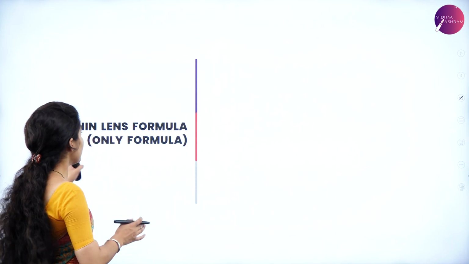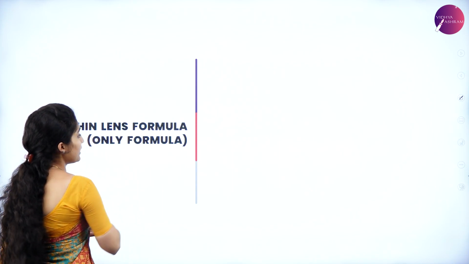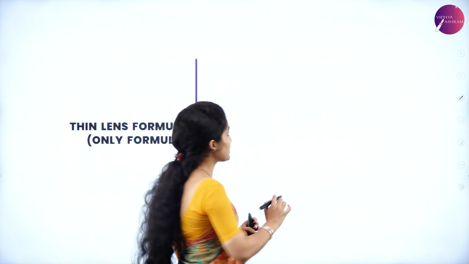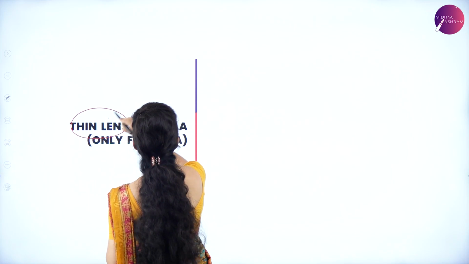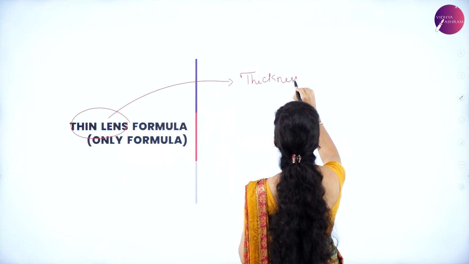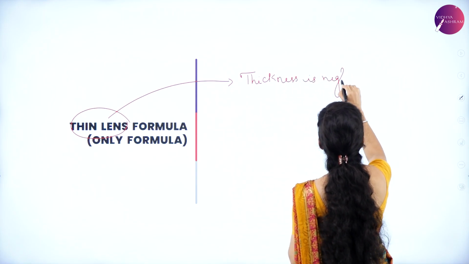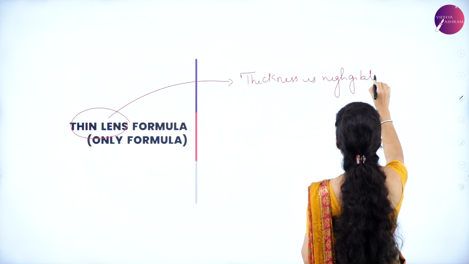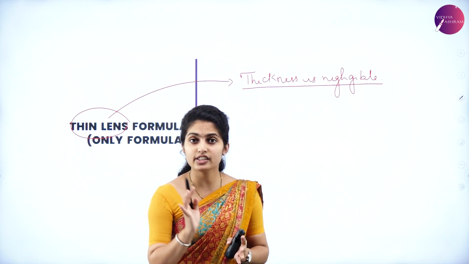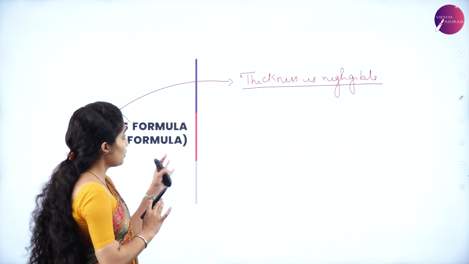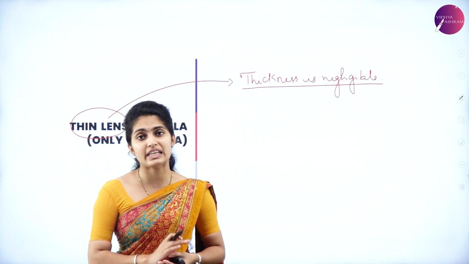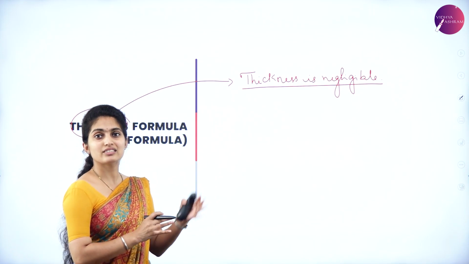Next we are dealing with the thin lens formula, just the formula we are dealing with, not the derivation. Okay, so what is a thin lens? A thin lens is one whose thickness is negligible when we compare it to the radius of curvature of the surface. Completely it is very thin and the thickness is very negligible. So what is the formula a thin lens has?